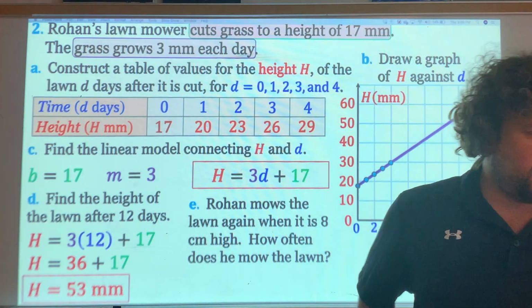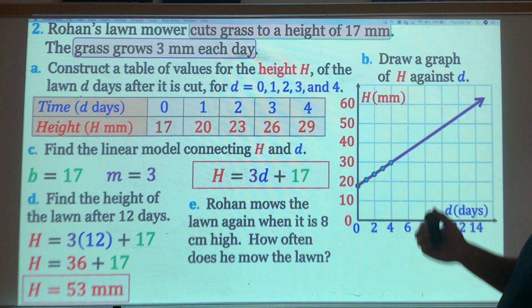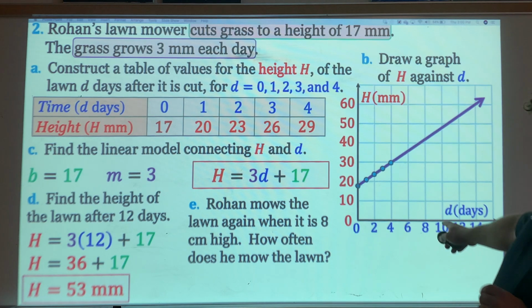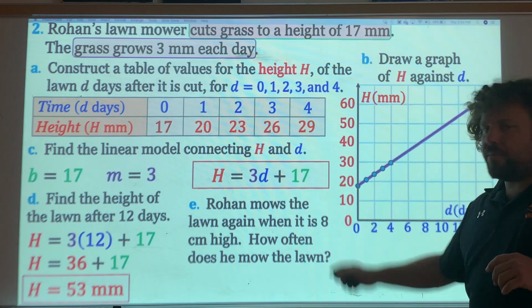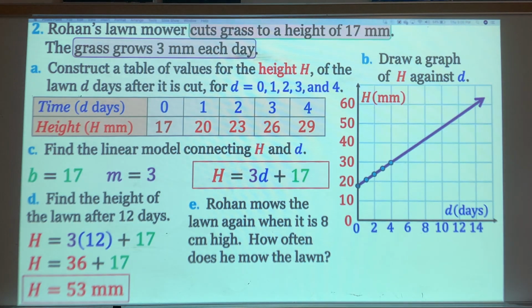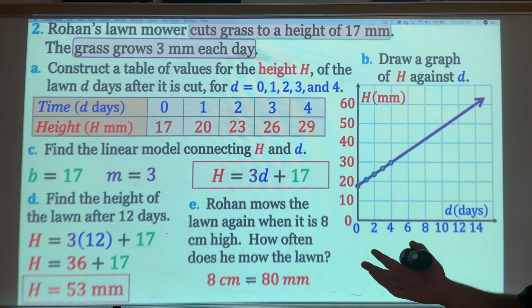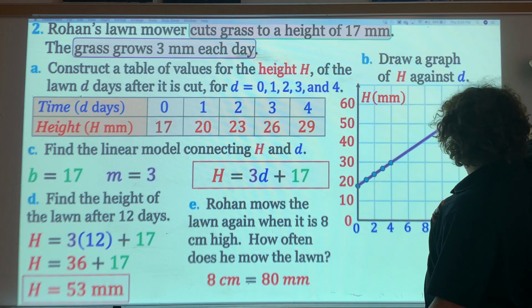All right? Now Rohan, what he does next is he mows the lawn again when it's 8 centimeters high. How often does he mow the lawn? When it's 8 centimeters high, a centimeter is how many millimeters? A centimeter is 10 millimeters. So that means 8 centimeters is 80 millimeters. So when this thing is 80 millimeters, which is off our graph, how long is that going to be?